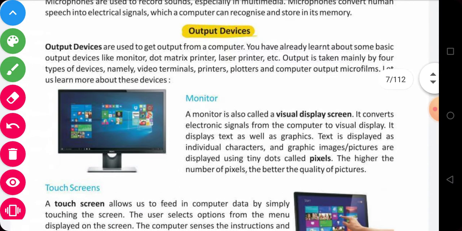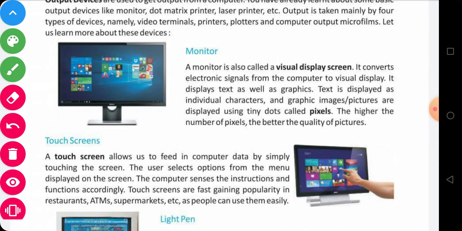First one is the monitor. Monitor is also called video, and the full form is visual display screen. This monitor generally displays all types of characters, images, graphics, and movies on the monitor screen. Generally, text is displayed as individual characters, whereas graphics, images, and pictures are displayed with tiny dots, and these tiny dots we call pixels. So the greater the quality of pixels, the better the quality of image we get through the output medium that is called the monitor. So you should always keep in mind, while purchasing any digital camera, you should look at its specification that its pixel should be high, because the higher the pixel, the better the quality of image you get.